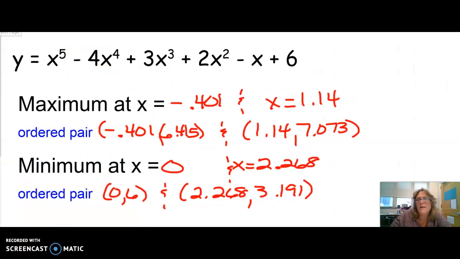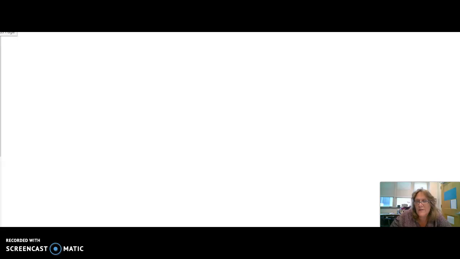Hopefully this part is not too confusing. So hopefully you understand pretty much about the minimums and maximums.